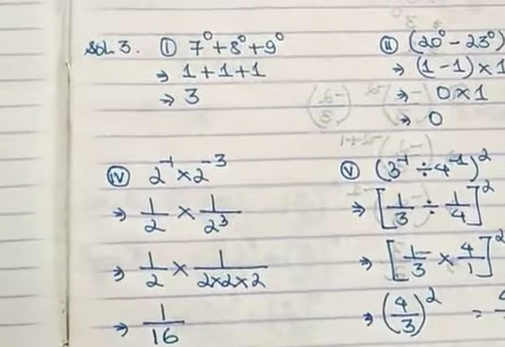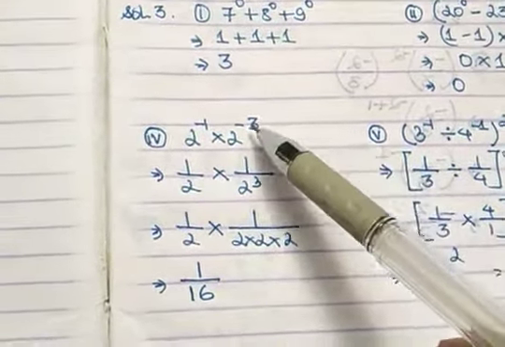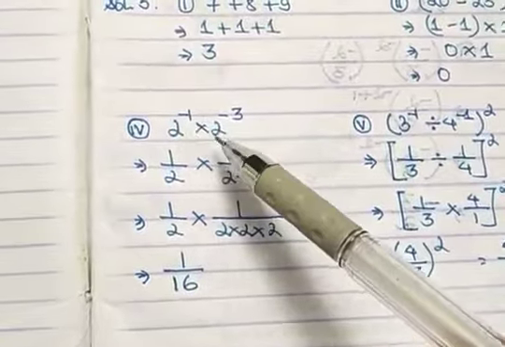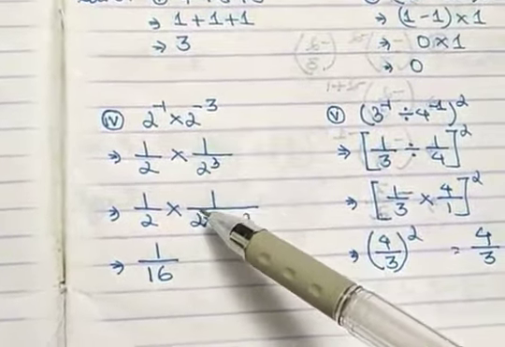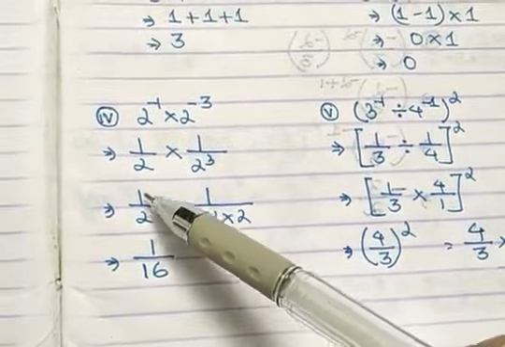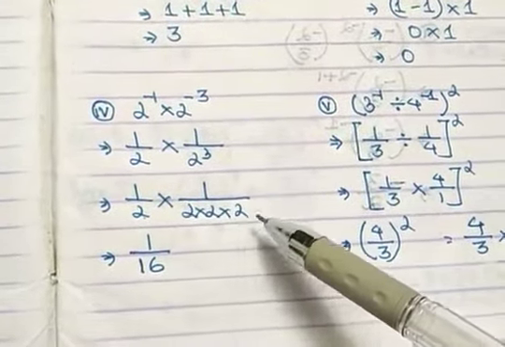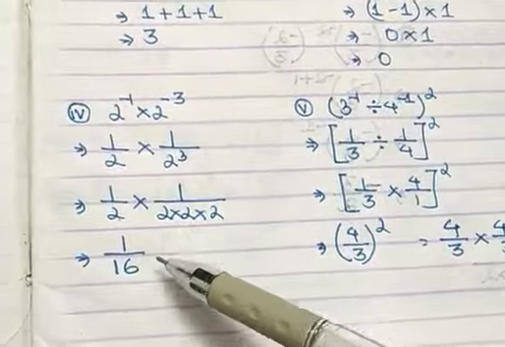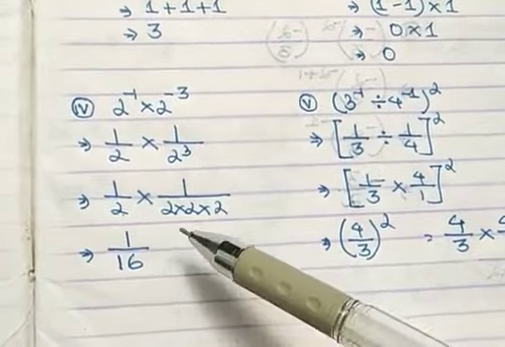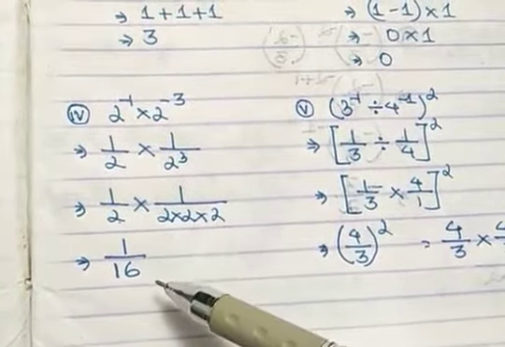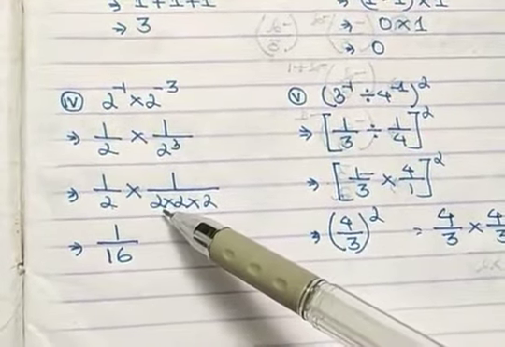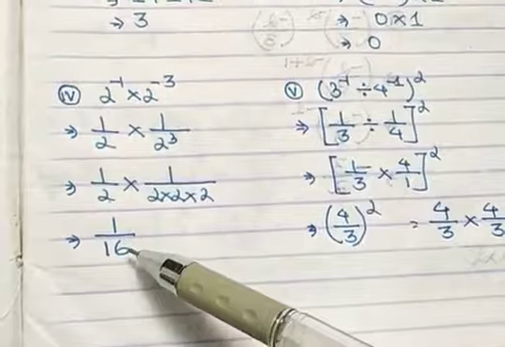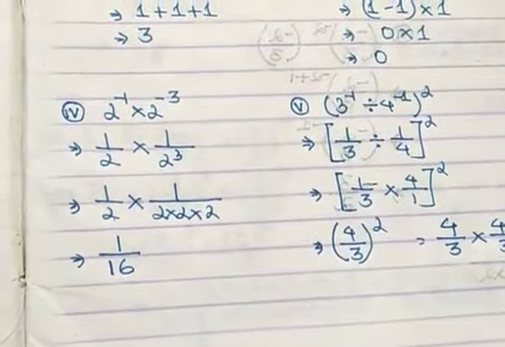Question number 4, again, both the terms with negative powers, 2 to the power minus 1 into 2 to the power minus 3. Reciprocated the term, 1 by 2 into 1 by 2 to the power 3. So 1 by 2 into 1 by 2 into 2 into 2. So what happens in case of multiplication of fractional forms? Numerator into numerator, denominator into denominator, isn't it? 1 into 1, 1. So 2 into 2 is 4, 4 times 2 is 8, 8 times 2 is 16. So 1 by 16 is your final answer. See?